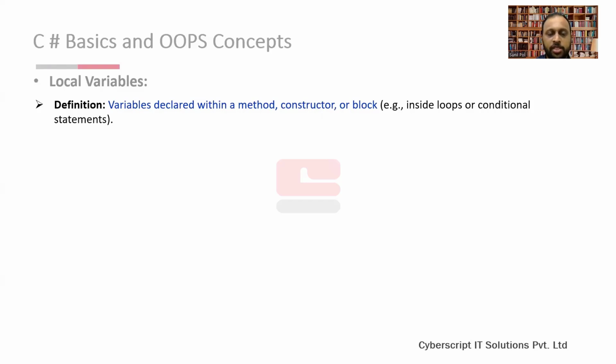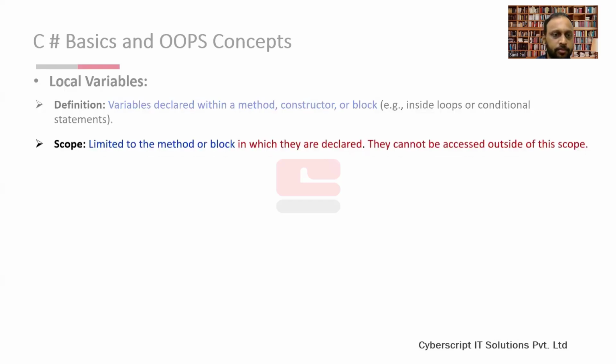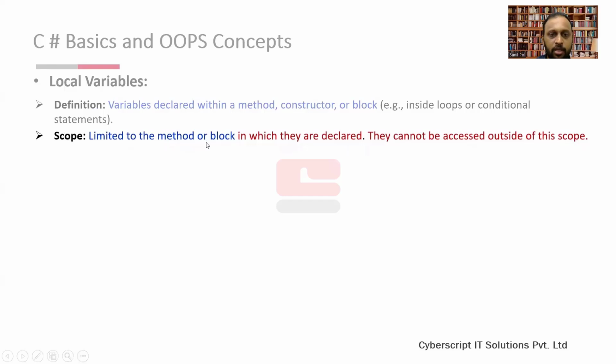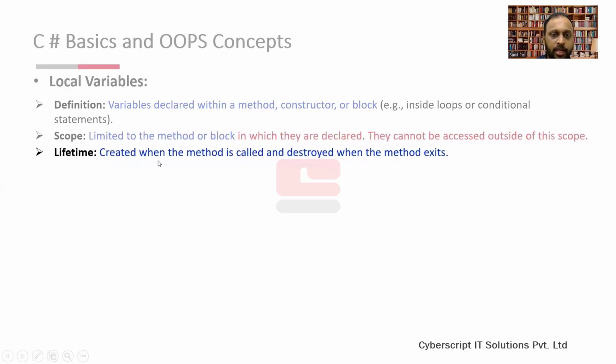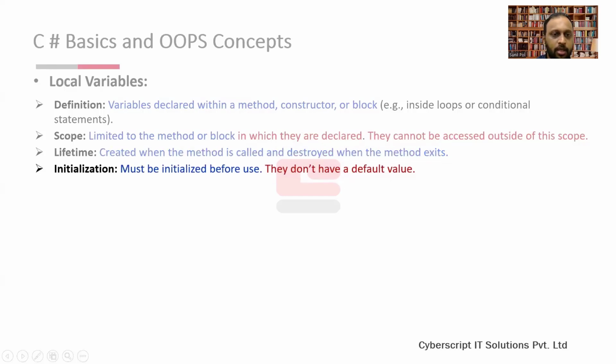After completion of the method's task, the memory allocated to those local variables would be deleted by the runtime environment. Scope: limited to the method or block in which they are declared. They cannot be accessed outside of this scope. Lifetime: created when the method is called and destroyed when the method exits. Initialization: must be initialized before use. They don't have a default value.